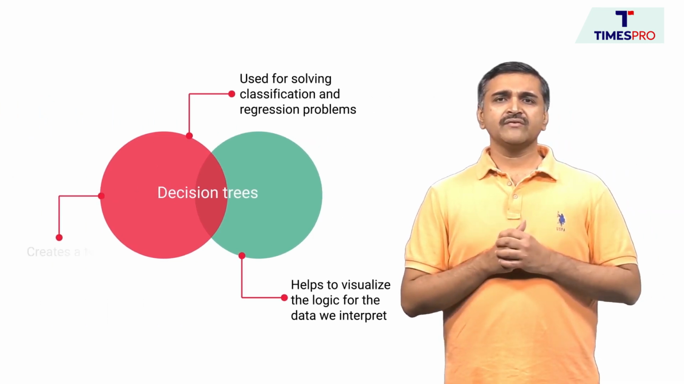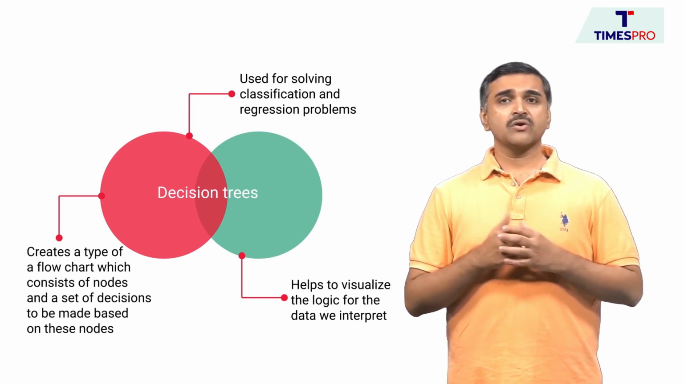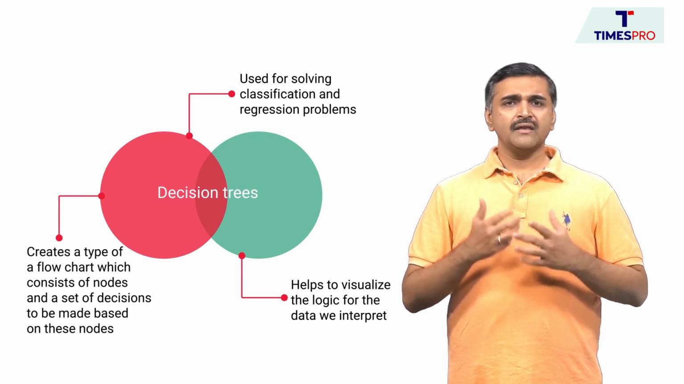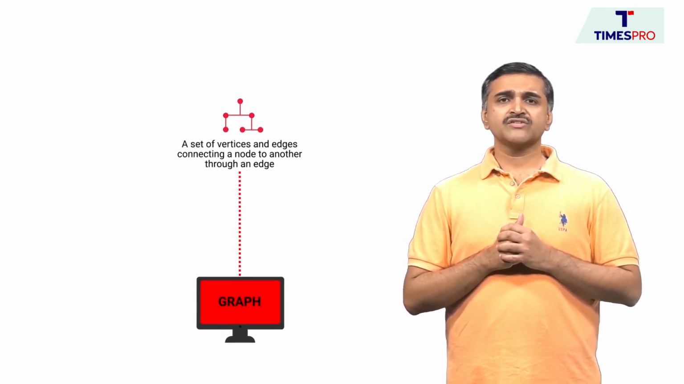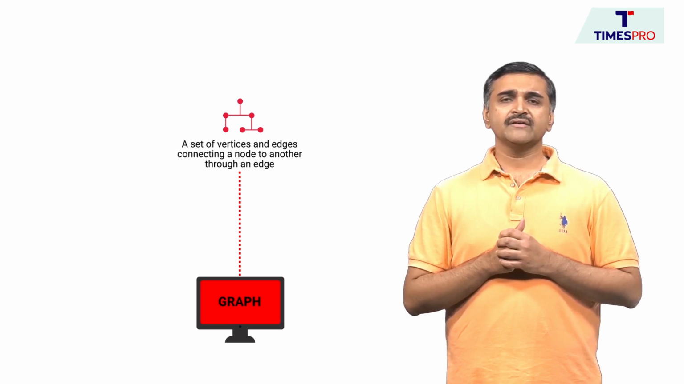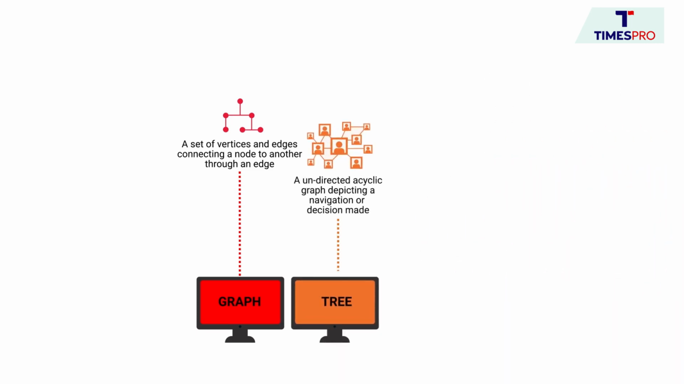A decision tree creates a type of flow chart which consists of nodes and a set of decisions to be made based on these nodes. Now, let's understand some of the tree terminologies. A graph is a set of vertices and edges, where an edge connects one vertex to another. A tree is an undirected acyclic graph depicting a navigation or a decision made.